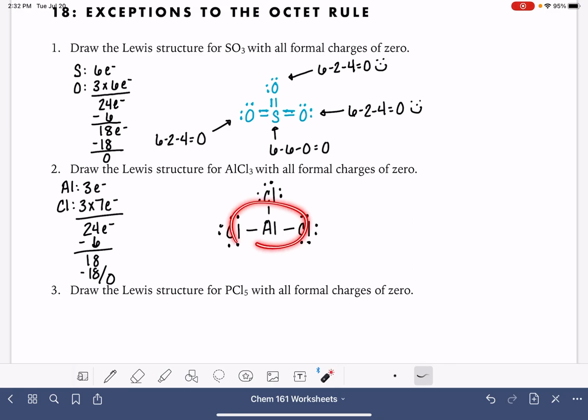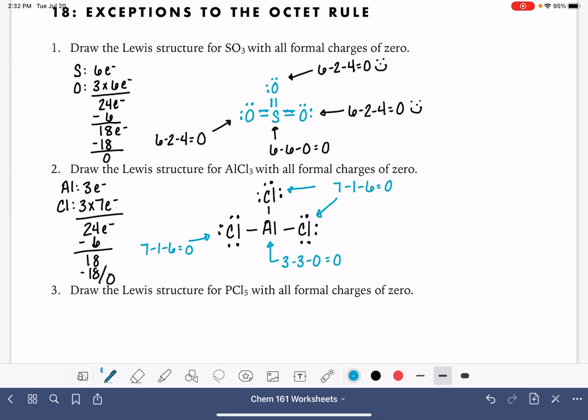Now, our aluminum atom does not have an octet, but before we decide that we want to make double bonds, let's calculate the formal charges and see how things look. The chlorine atoms are all exactly the same, and they all have a total of 7 valence electrons. They all have 1 bond. They all have 6 non-bonding electrons. They all have formal charges of 0. 7 minus 1 minus 6 is 0. So they're all good, and we don't want to do anything with those chlorine atoms because they're perfect the way they are. The aluminum has 3 valence electrons. This aluminum has 3 bonds, no non-bonding electrons, a formal charge of 0. So this structure is correct the way that it's drawn, even though aluminum doesn't have an octet.